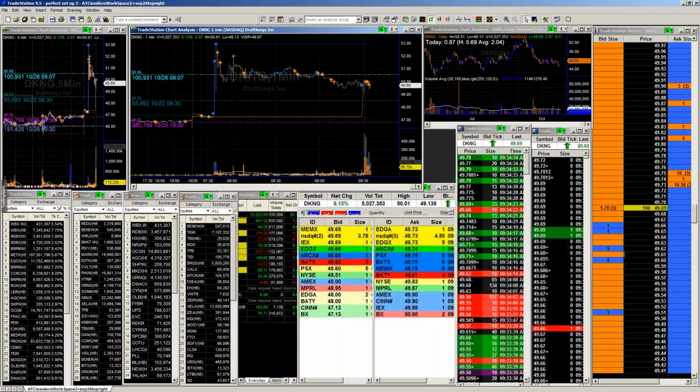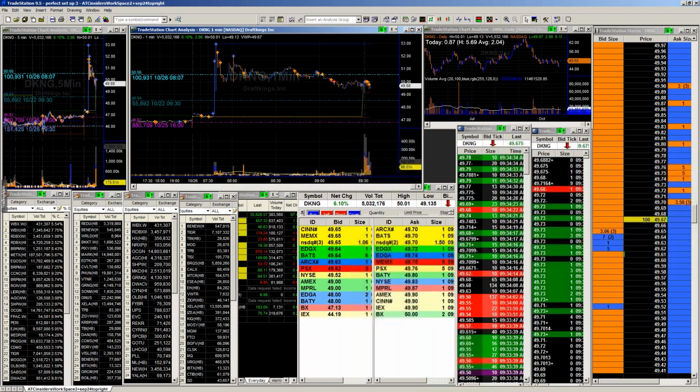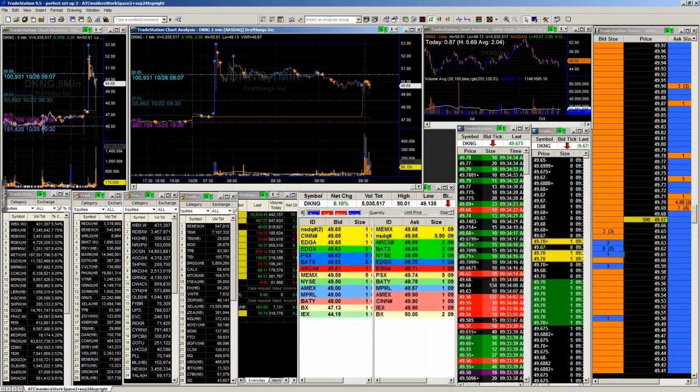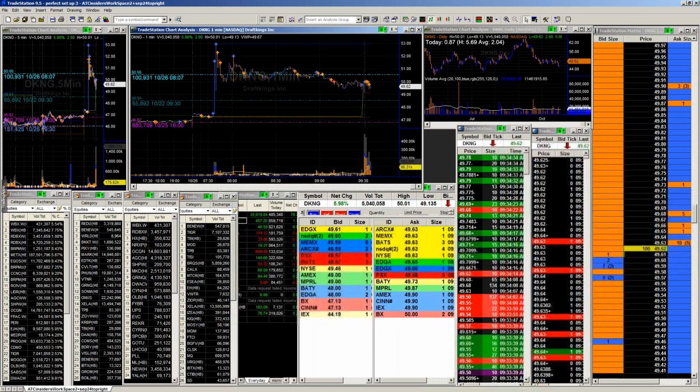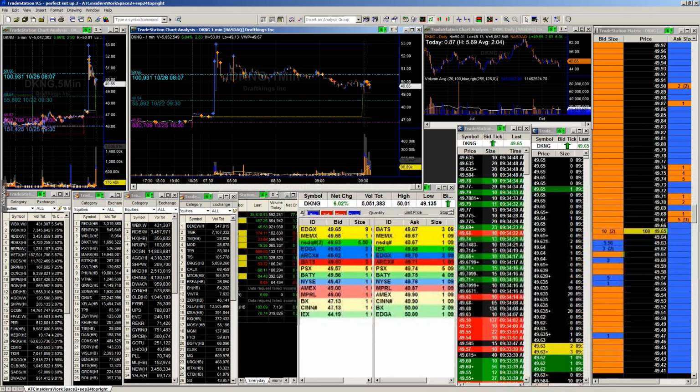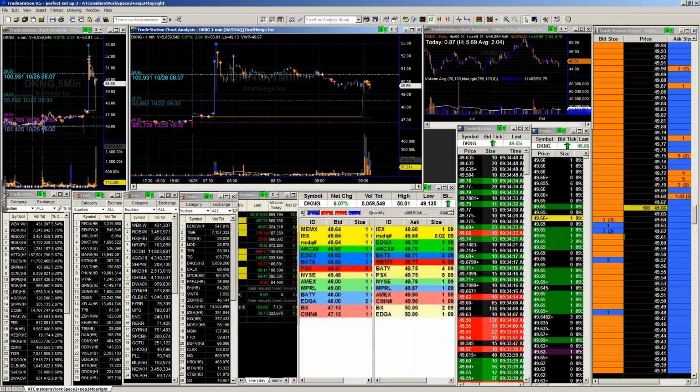Why 50.24 and not 50.25? We don't trade at zeros and fives. Remember, you're going to have a harder time getting filled. So 54 is where you'd put it. You never want to be in at a 05 or at a 00.